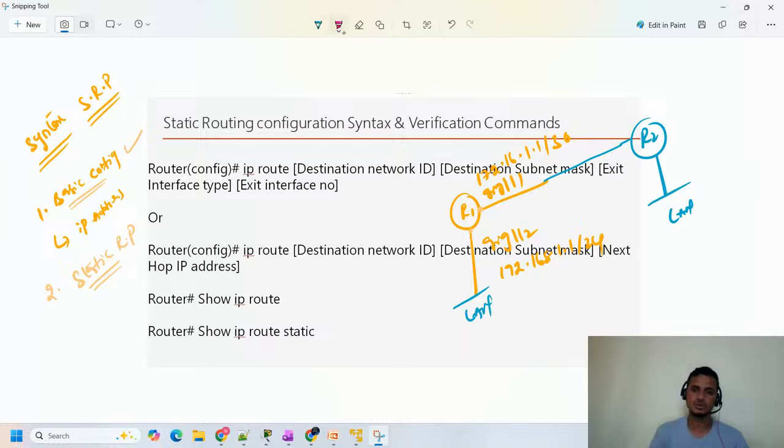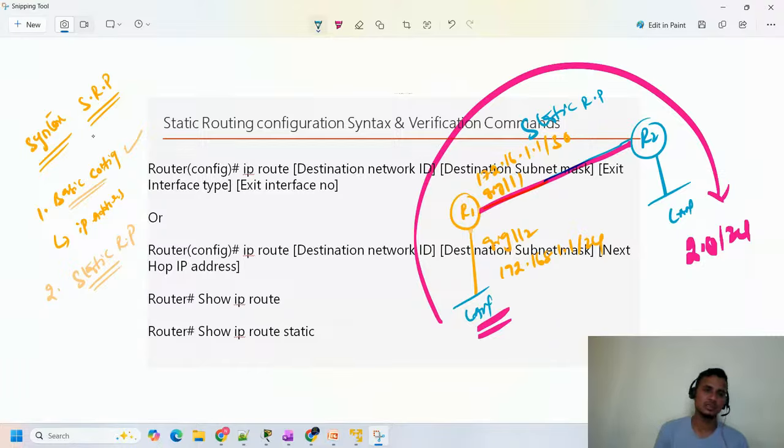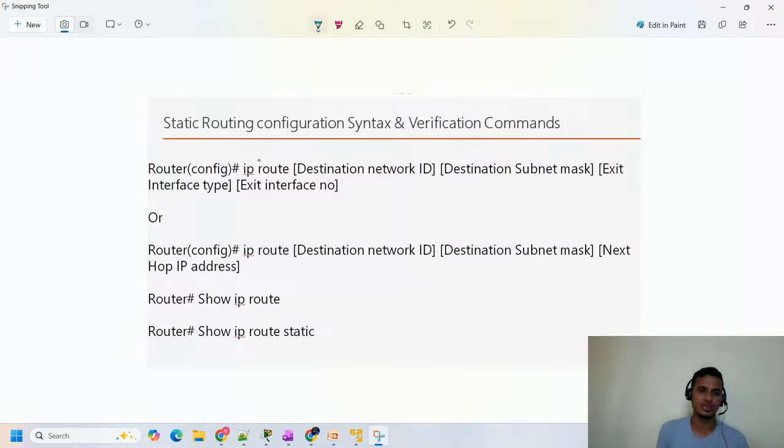Now my users want to communicate from this LAN to the other router's LAN, using the IP address 2.0 here. A few of my users are trying to send some data over this WAN connectivity. So here we need to configure the static routing protocol, right? To configure it, we should know the configuration syntax, and the syntax is this. Once you are in global configuration mode, you need to enter ip route, then the destination network and the destination subnet mask.